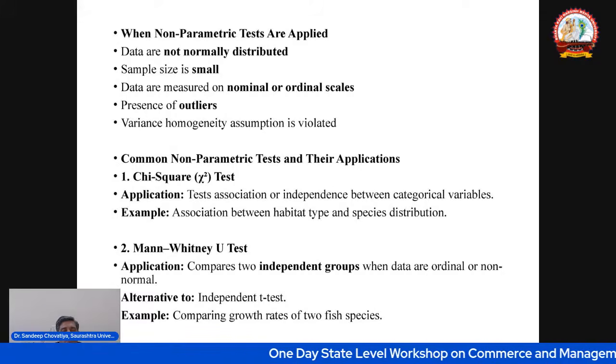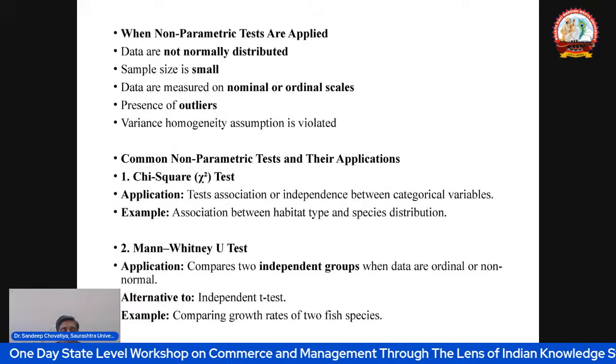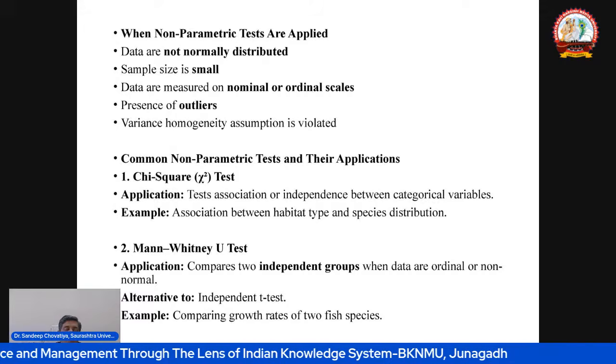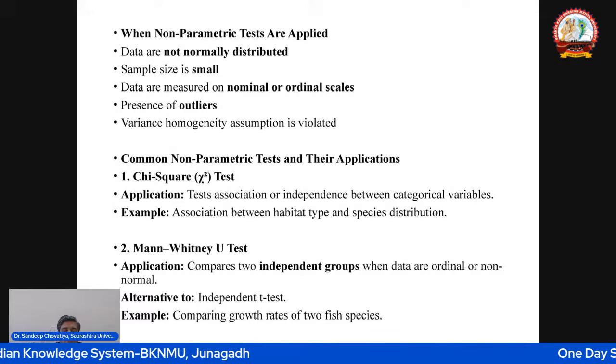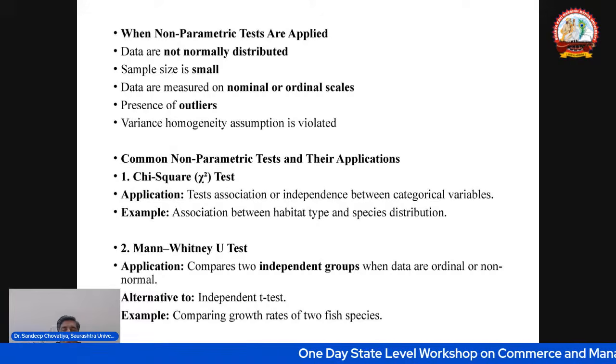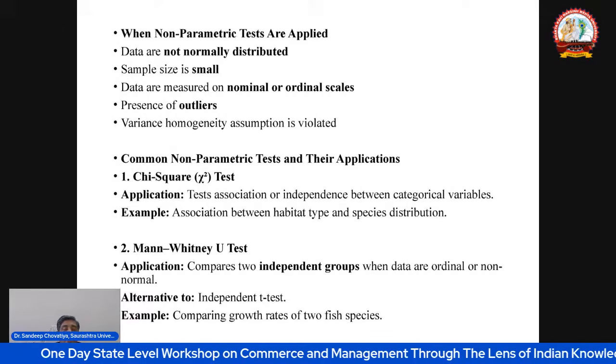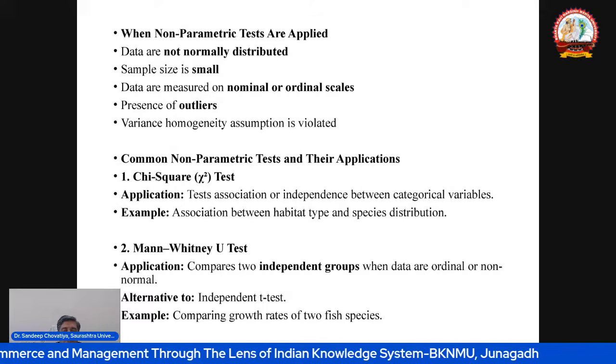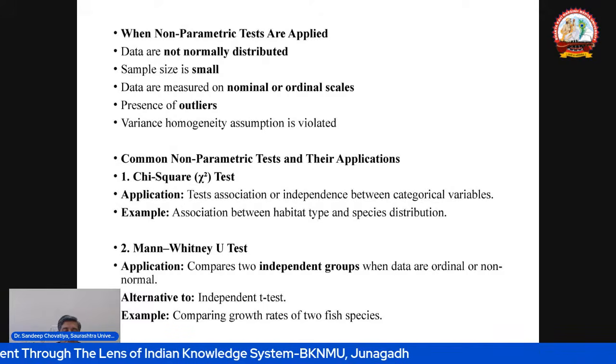For non-parametric test examples, I include only two as examples. One is the chi-square test. The application of the chi-square test is to test association or independence between categorical variables. For example, the association between habitat types and species diversity. We measure this with the help of chi-square.